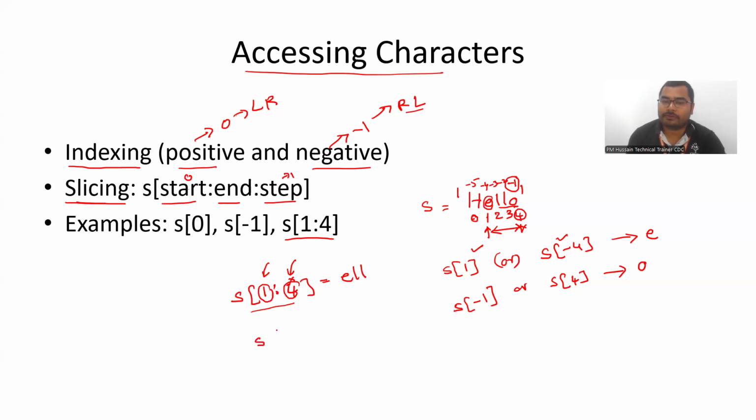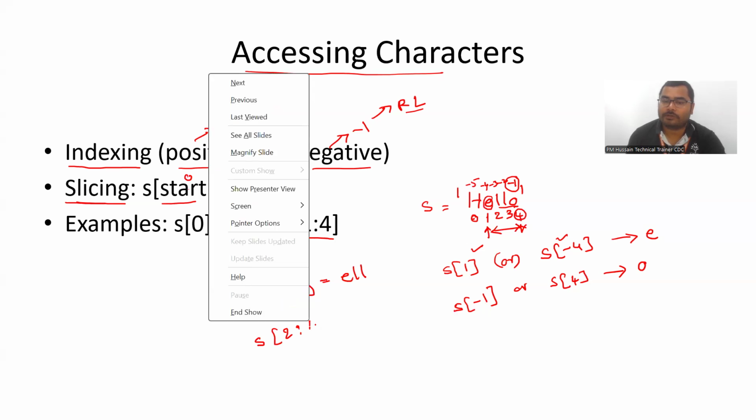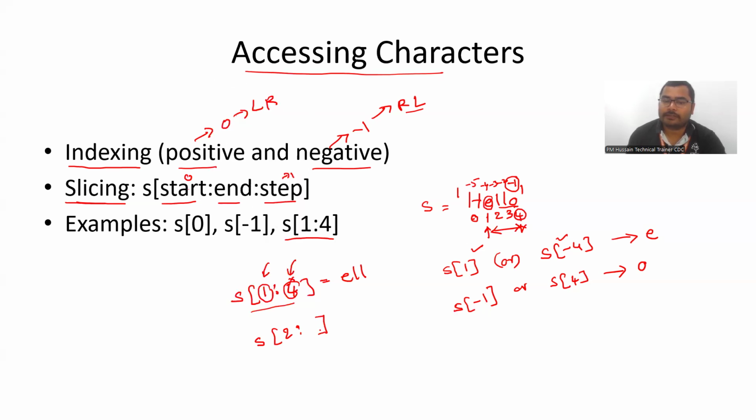Now if you write S of 2 colon 4, then what can you access? So from the second index up to fourth, all the characters can be accessed. Second index will start from L here. So now from L to 4, 4 is not included. So 2 and 3 only you can access. So L and L only you can access.